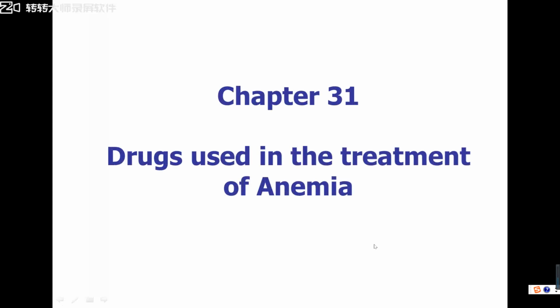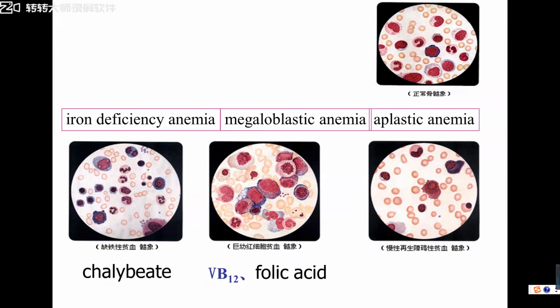Next part, in the blood system, we will study the drugs used in the treatment of anemia. At first, we should know something about anemia. Anemia means the red blood cells are lower than normal, or hemoglobin, HB, is less than normal. We call this anemia. We divide anemia into three broad categories. More than 70% of anemia patients are the first kind, iron deficiency anemia.